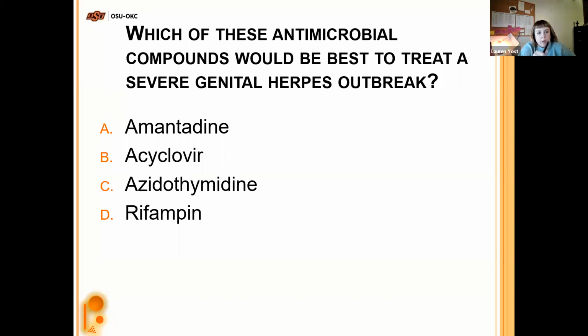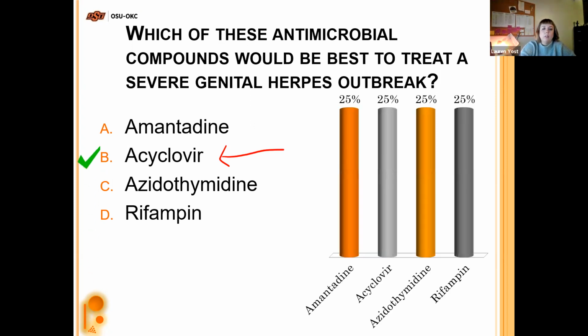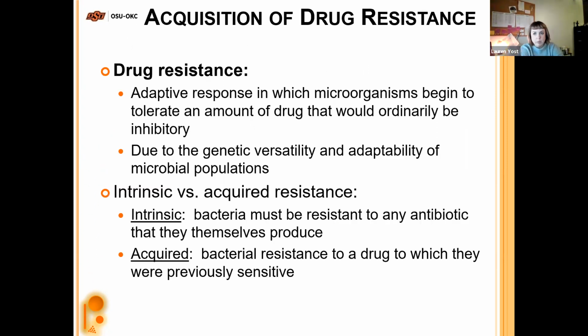So which of these compounds would be best to treat a severe genital herpes outbreak? Do you guys remember? Let's say acyclovir. So that's the one that I want you guys to be familiar with. It's okay if you didn't get it right then, but I do want you guys to try to familiarize with it.